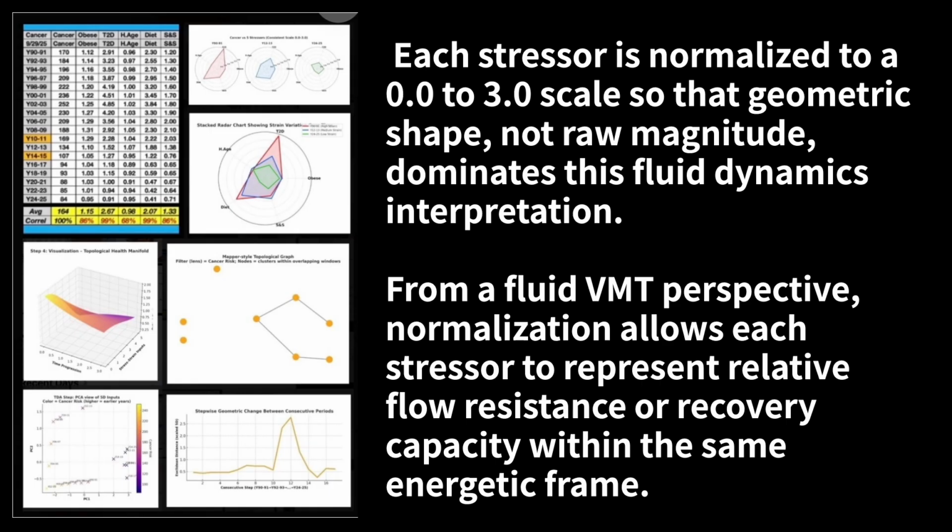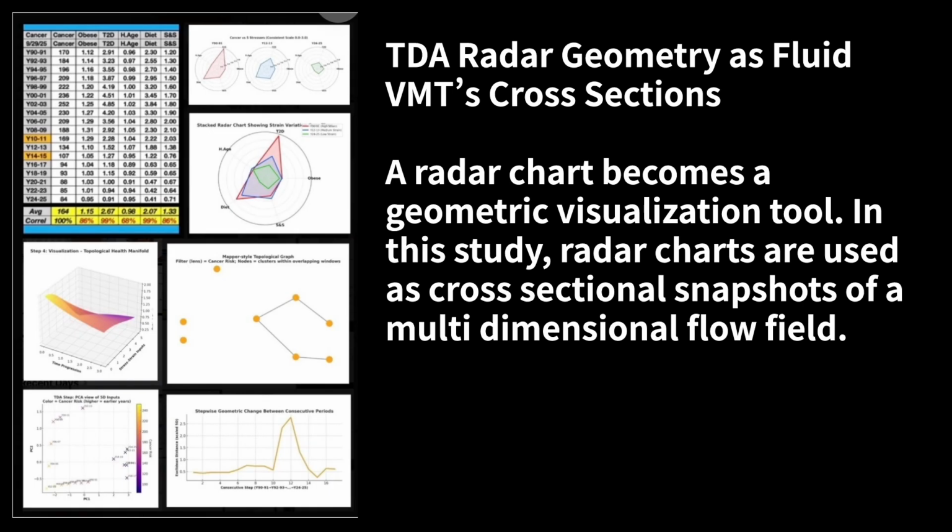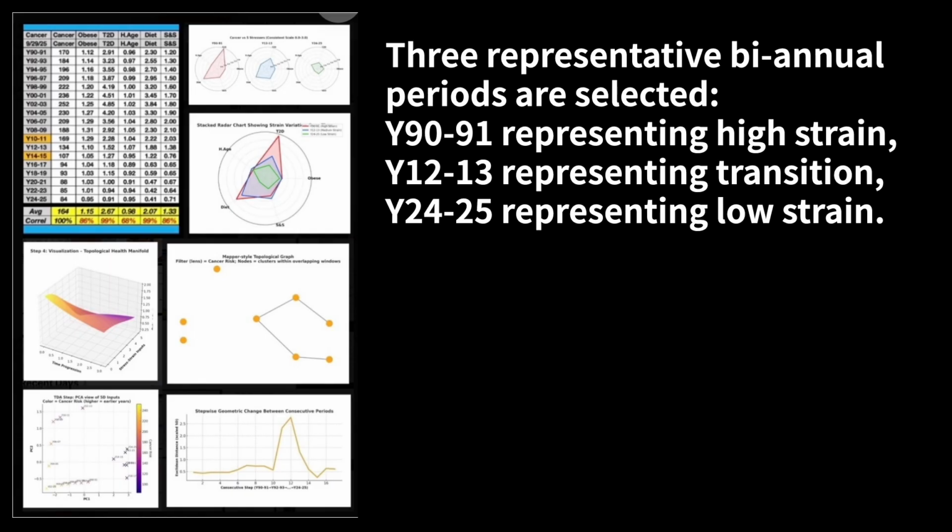TDA radar geometry is fluid VMT's cross-sections. A radar chart becomes a geometric visualization tool. In this study, radar charts are used as cross-sectional snapshots of a multi-dimensional flow field. 3 representative biannual periods are selected: Y90-91 representing high strain, Y12-13 representing transition, Y24-25 representing low strain.